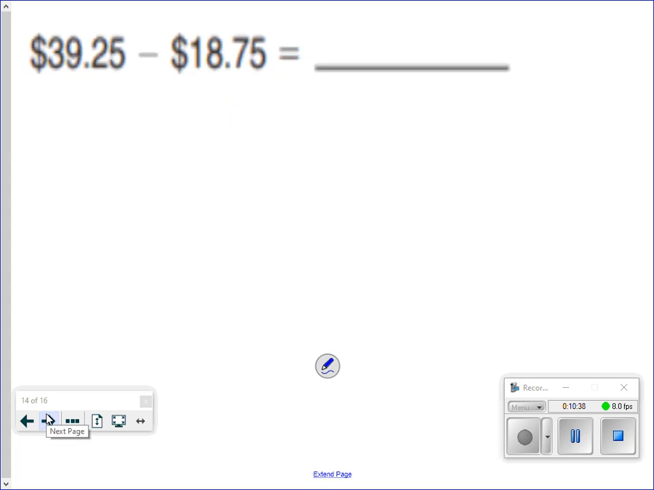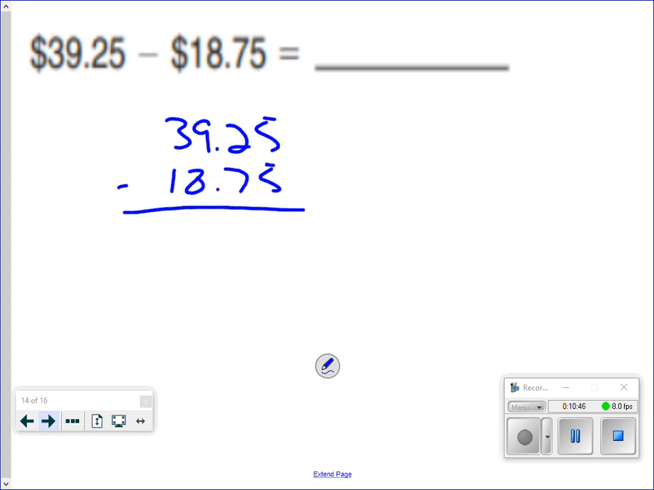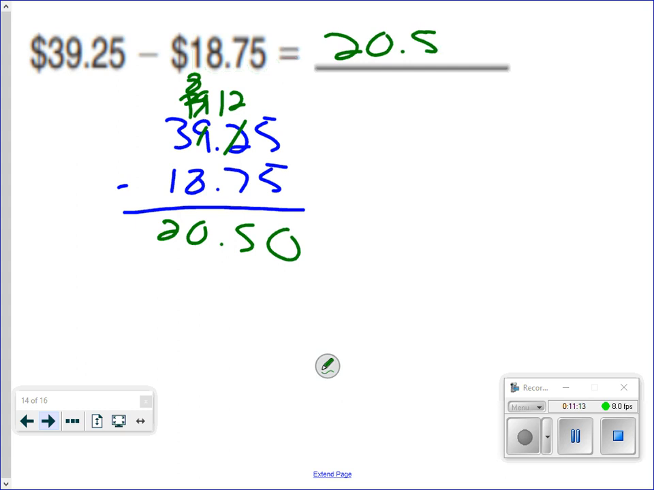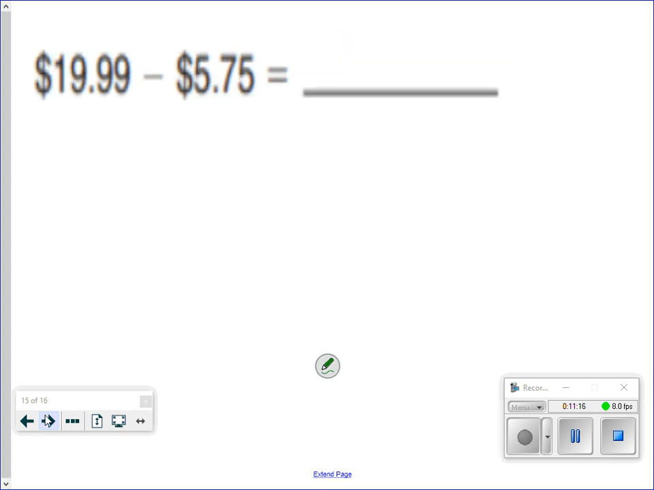Take a look at the next one here. Now I get to subtract. I have 39 and 25 hundredths minus 18 and 75 hundredths. Well, if I'm subtracting here, 5 minus 5 is 0. I can't take 7 away from the 2. I'm going to borrow from this 9. Making the 9 an 8, I apologize. I'm making this 2 a 12. Now I can subtract. 12 minus 7 is 5. 8 minus 8 is 0. 3 minus 1 is 2. 20.05.